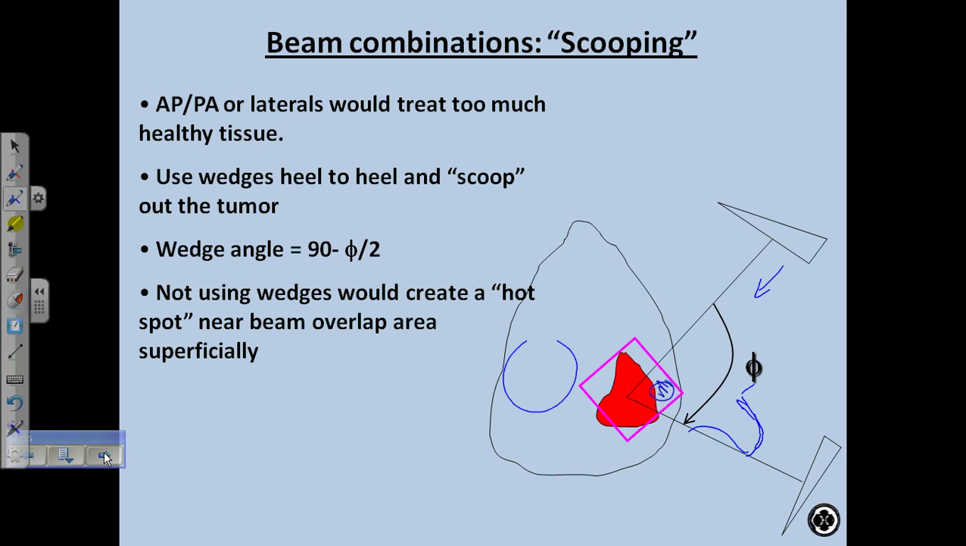There's a rule of thumb. For the heel to heel technique, the wedge angle is equal to 90 degrees minus the angle that separates the two fields. That's just a rule of thumb. Not using wedges would create a hot spot.